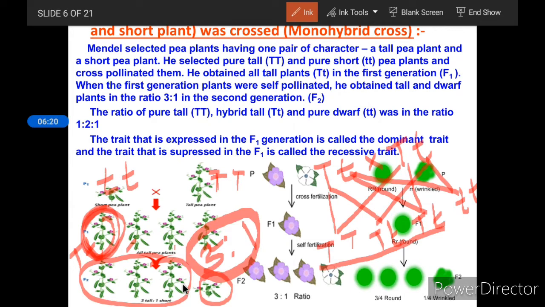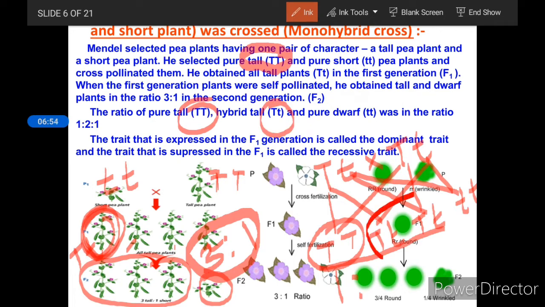3:1 in the F2 generation. Here is the ratio of pure tall plant and hybrid tall plant. Here you can see pure tall plant is represented by TT, and here also pure plant is represented by TT. So here 1:2, and hybrid tall is represented by capital T, small t.